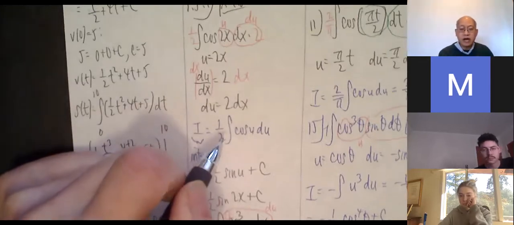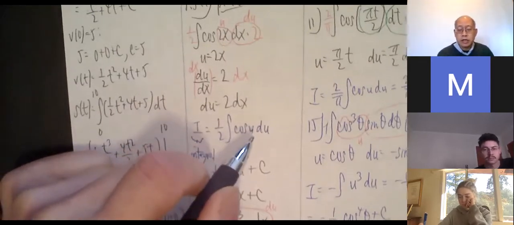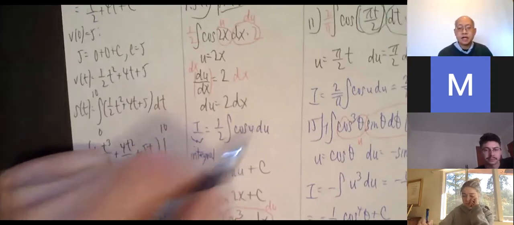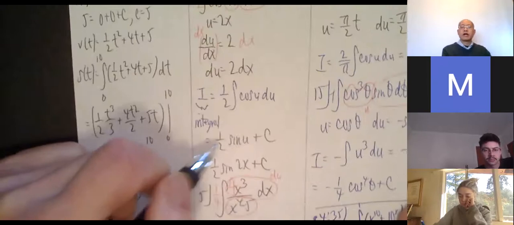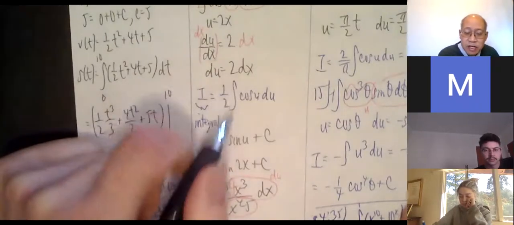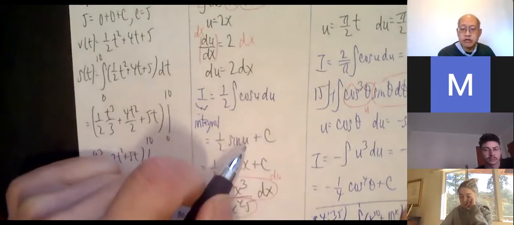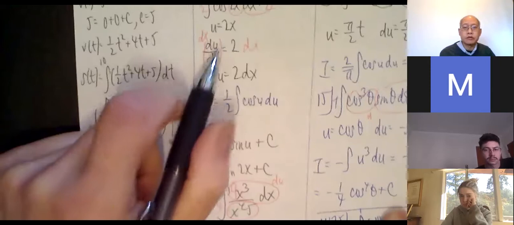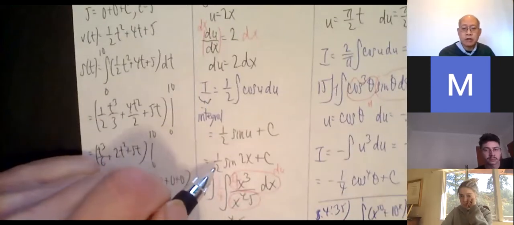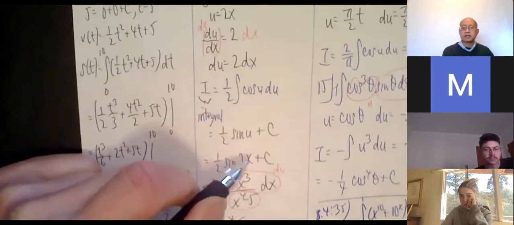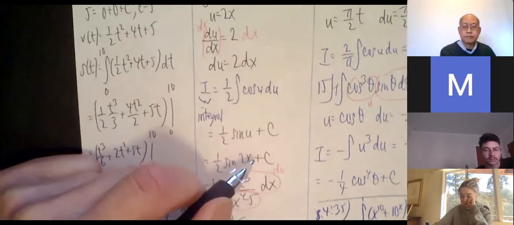All right, so I have 1/2 integral of cosine u du. That's pretty straightforward. So what's the integral of cosine? Sine. So 1/2 sine u. This is an indefinite integral, like section 4.9, so it needs a plus c. Now just change u back to what it was. What was u? 2x. So final answer, 1/2 sine 2x plus c.